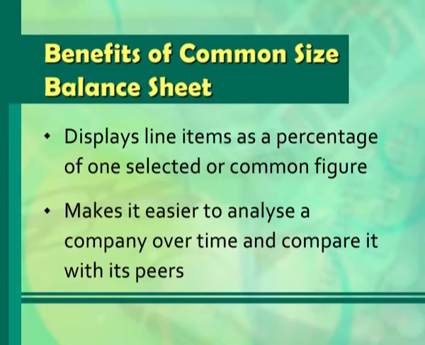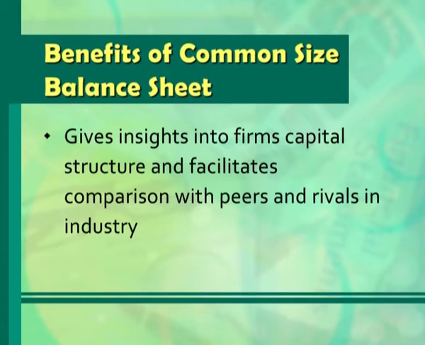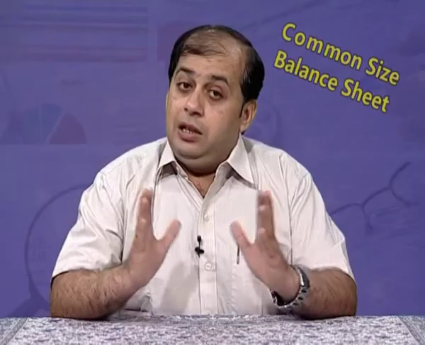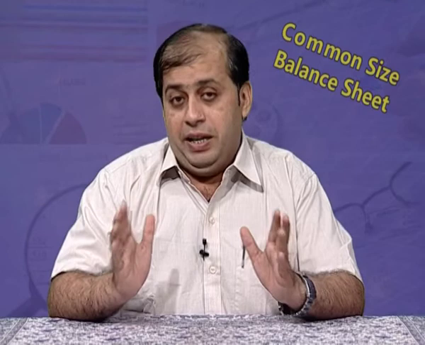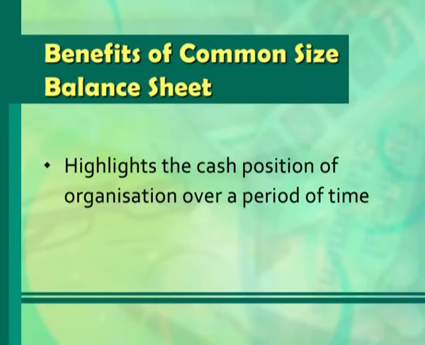with its peers. Students, using common size financial statements also helps investors spot trends that a raw financial statement may not uncover. Analysis of the balance sheet using these methods gives insights into the firm's capital structure and facilitates comparison with peers and rivals in the industry. This facilitates various decision makings. Students, it also highlights the cash position of an organization over a period of time.